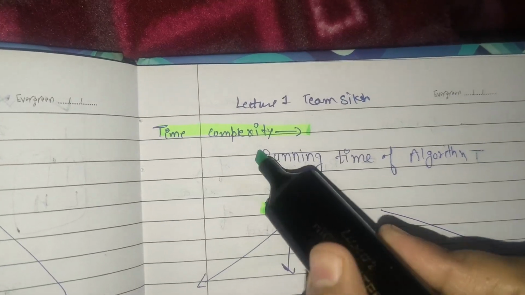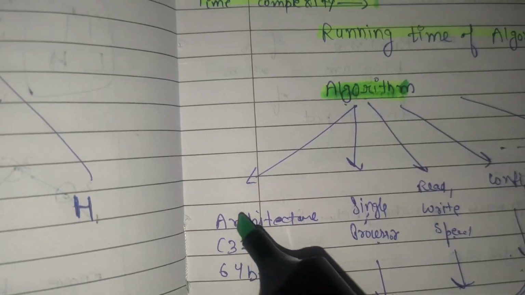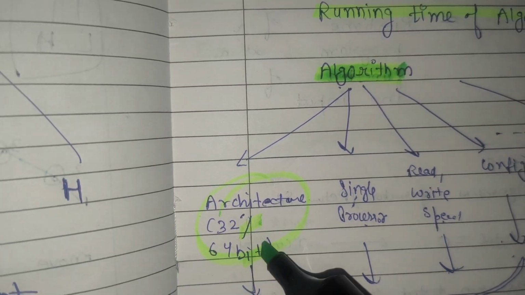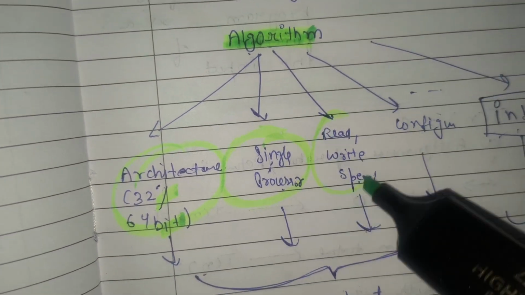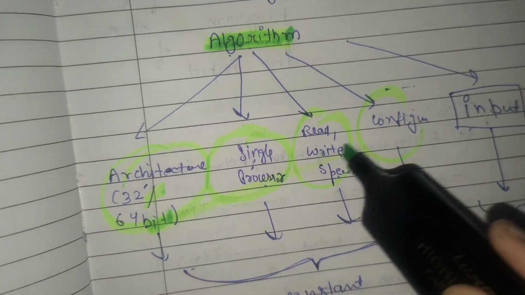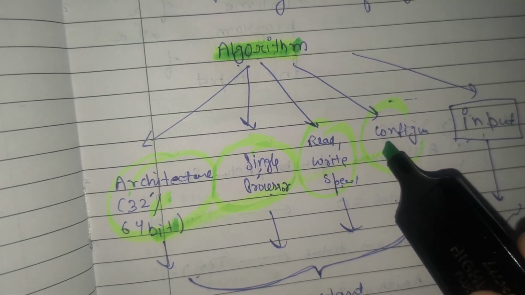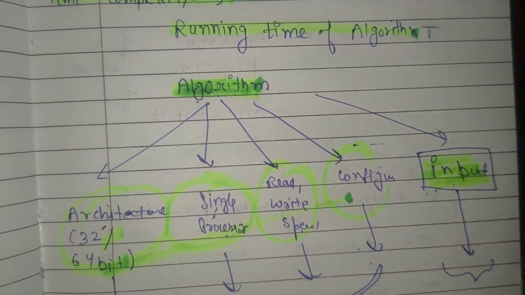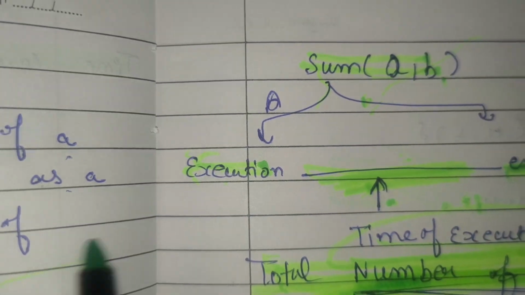Every algorithm's running time depends on various factors. One is architecture, that is, whether your laptop is 32-bit or 64-bit. Another is the processor, read-write speed, configuration, a lot of things, because every computer is different in configuration. Another thing is input. The input we just gave here for the sum, A and B, are inputs.